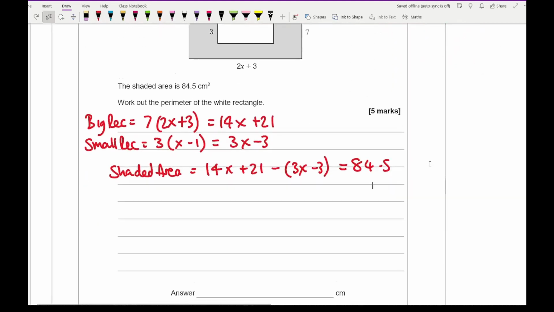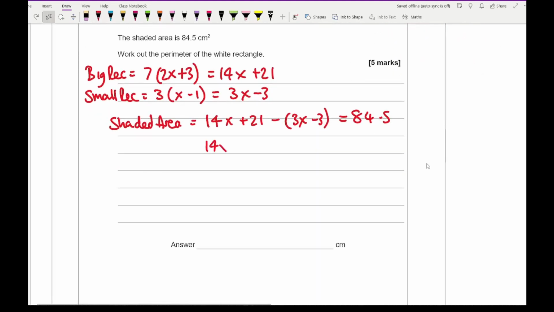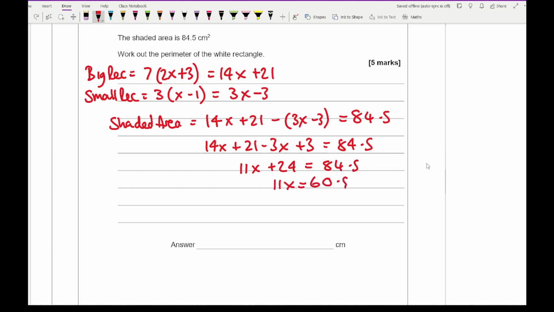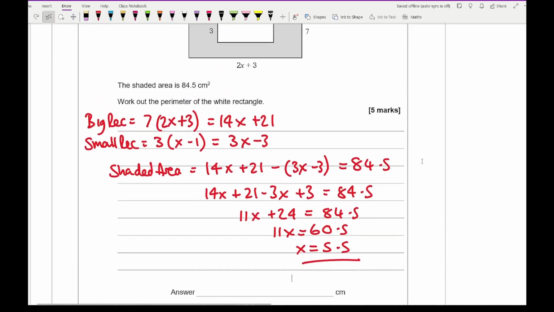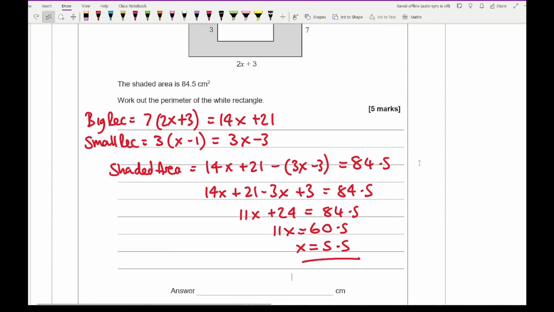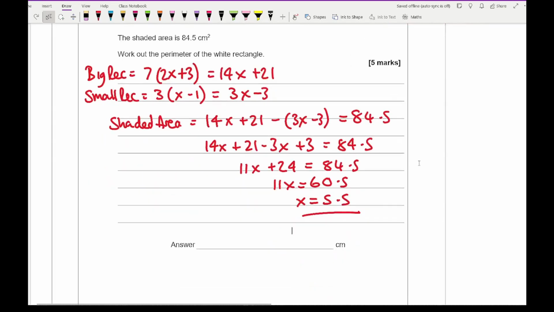So then if I neaten this up, I get 14x plus 21 minus 3x plus 3 equals 84.5. And then if I neaten it further, I get 11x plus 24 equals 84.5. And then 11x equals 60.5, so x equals 5.5. Now the question doesn't ask me to find x, it asks me to find the perimeter of the small rectangle.